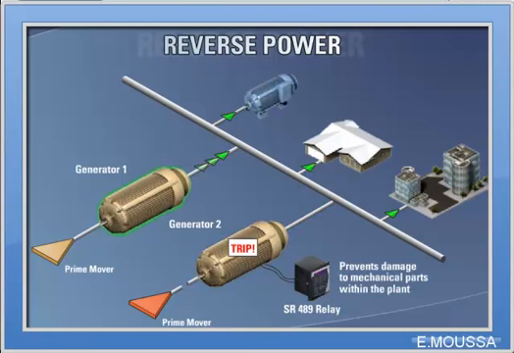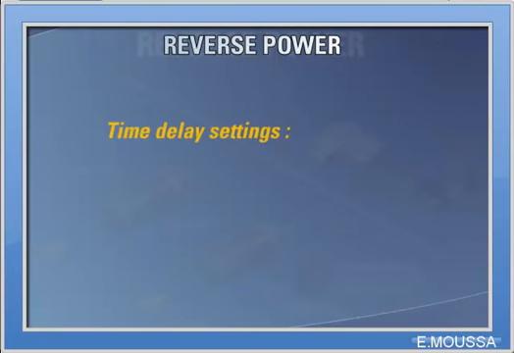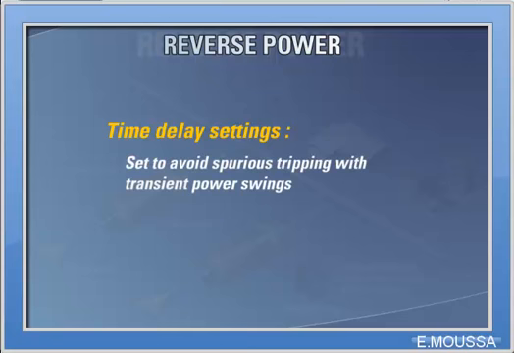This element is used to prevent damage to mechanical parts of the plant in the event of failure of the prime mover or loss of mechanical power. The reverse power protection element is also used to trip the generator to prevent turbine blade heating and other adverse effects in turbo generators. The time delay settings for reverse power protection should be set to avoid spurious tripping with transient power swings that may arise following synchronization or in the event of power transmission system disturbances.